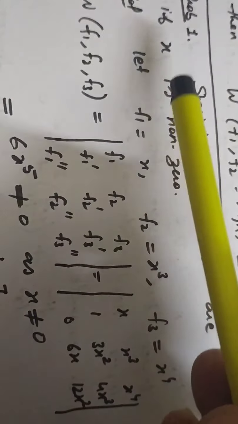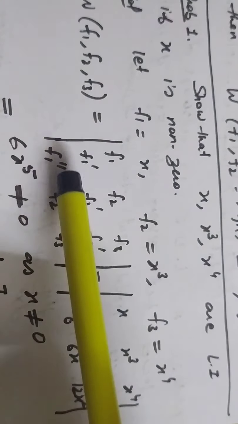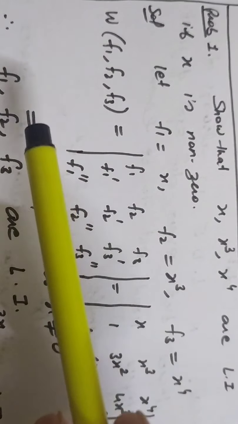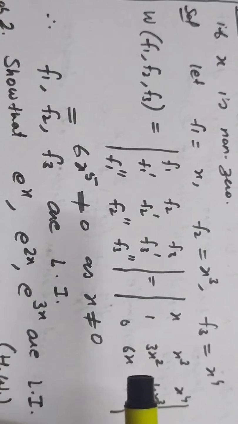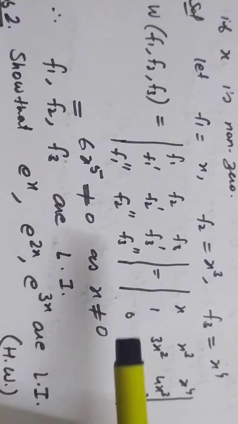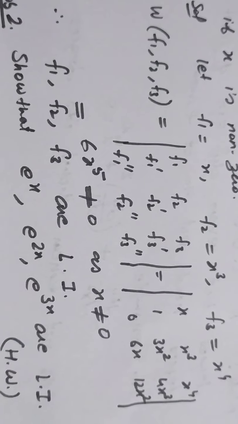But in the question I have given you that x is not 0. When x is not 0, 6x raised to 5 can never be 0. It means functions f1, f2, f3 are linearly independent. Now for the homework, I have given you a simple question. You have to show that these three functions are linearly independent using the Wronskian. Thank you.